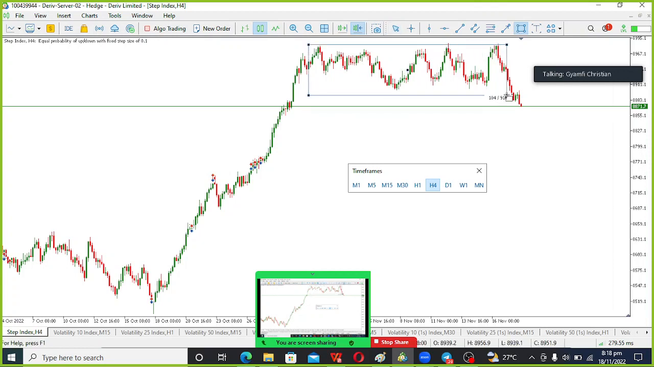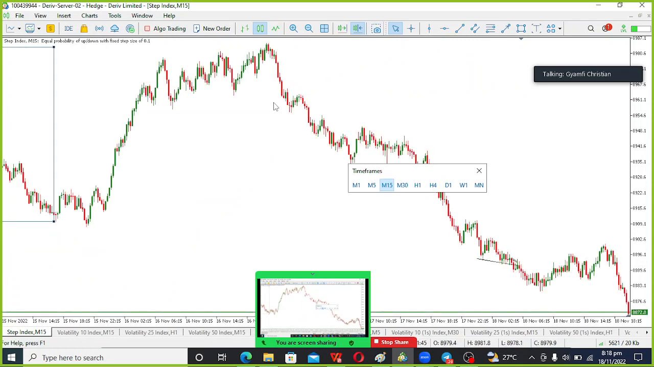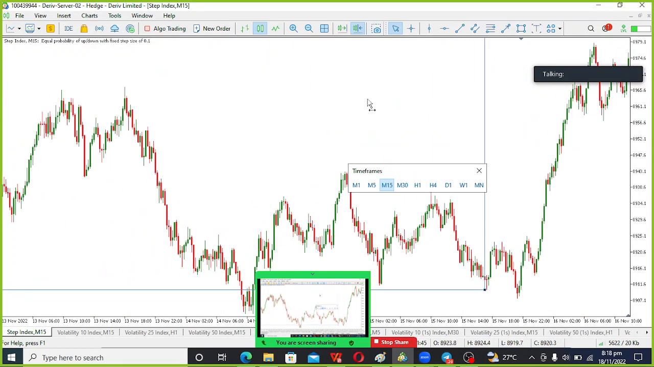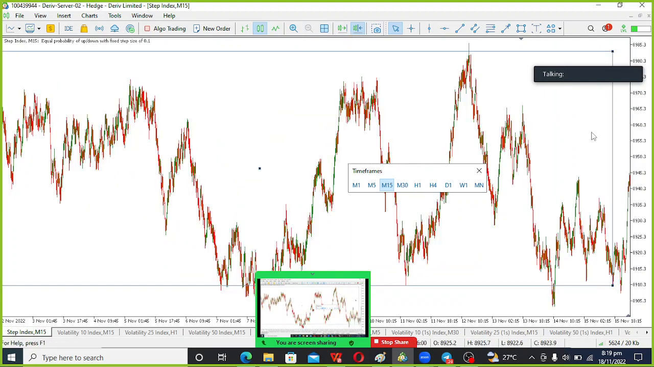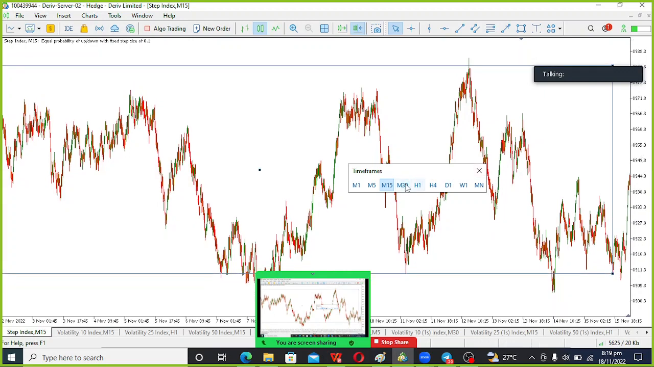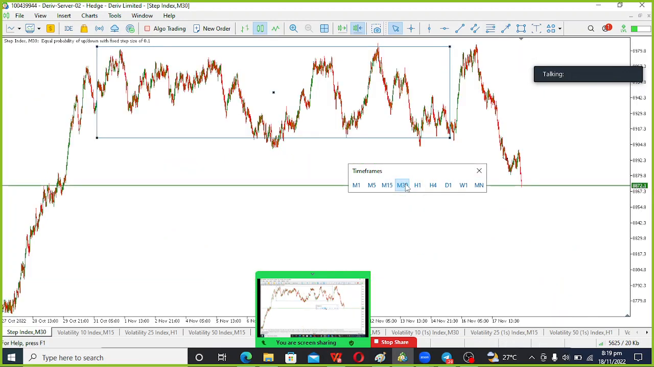Let's use this area as our area of interest, right? And then let's forget about this long candlestick over here. Let's just focus on these ones, right? Let me switch from 4 hour to 15 minutes. Oh, this is not giving us a good picture. So this is the area that we are focusing on. Let me reduce it.